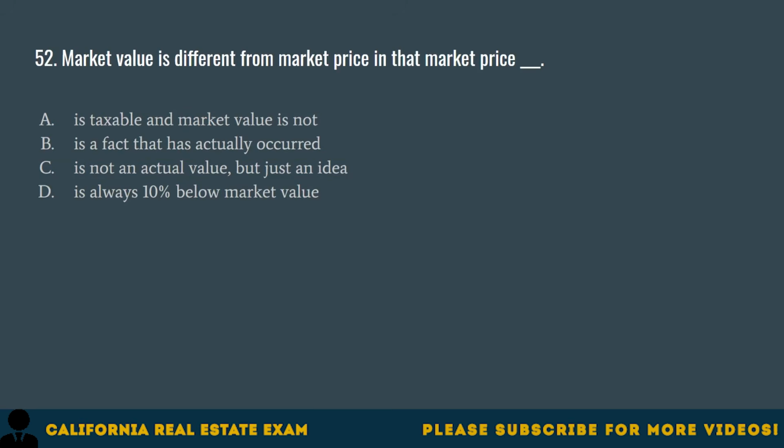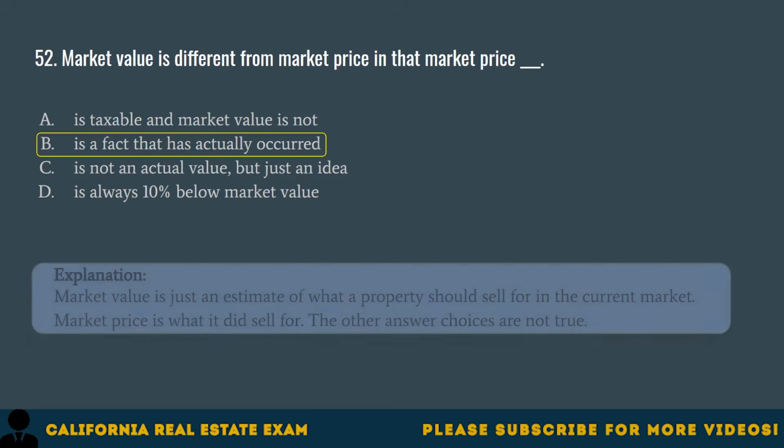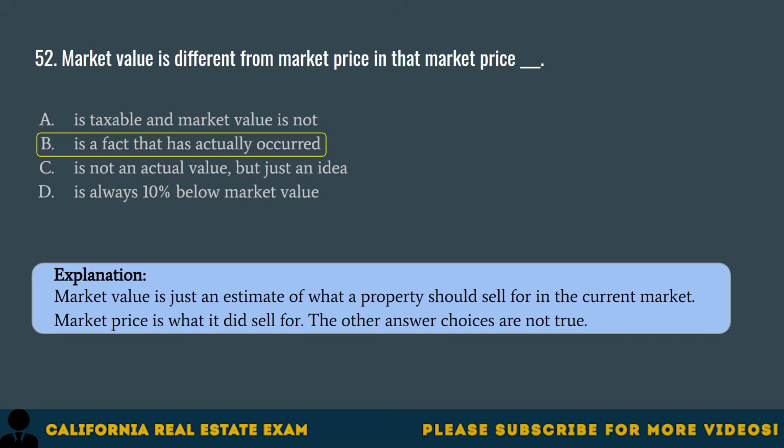Question 52. Market value is different from market price in that market price A. is taxable and market value is not. B. is a fact that has actually occurred. C. is not an actual value, but just an idea. D. is always 10% below market value. The correct answer is B. Is a fact that has actually occurred. Market value is just an estimate of what a property should sell for in the current market. Market price is what it did sell for. The other answer choices are not true.